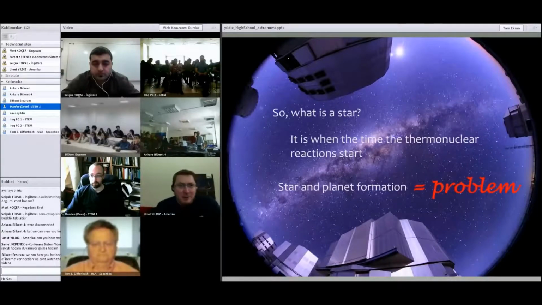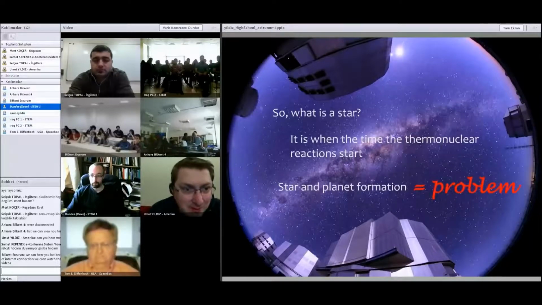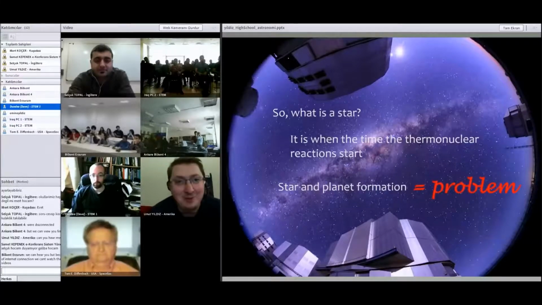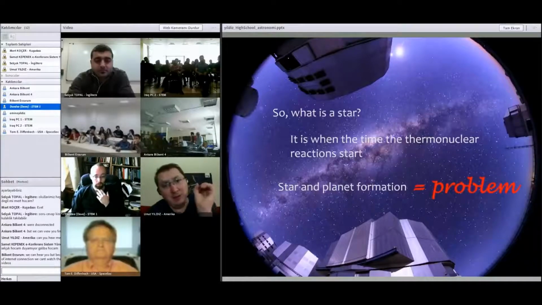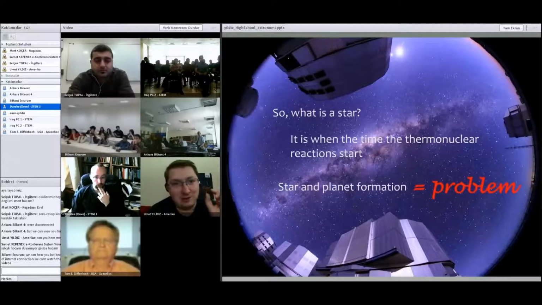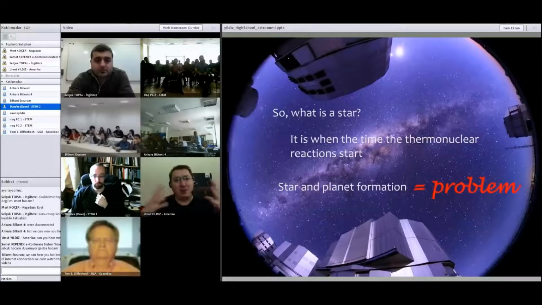So let's start with the definition of a star. Everybody knows what a star is, but it's not actually a straightforward question. We look at the dark sky and we see stars out there, but it's not a simple question. What we define as a star is the time when its thermonuclear reaction starts. Before the thermonuclear reaction starts, we call it the star formation phase, and I'm going to talk about the star formation phase.